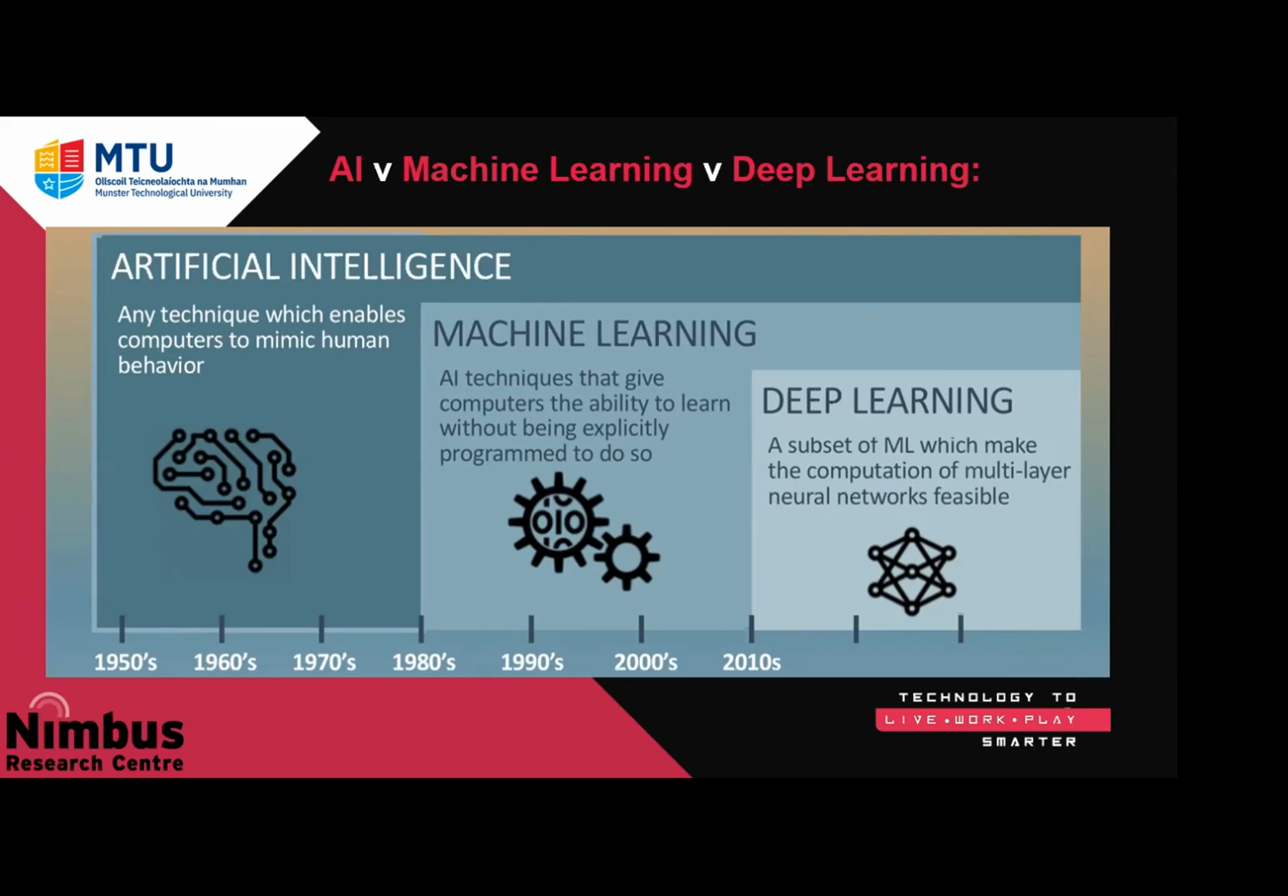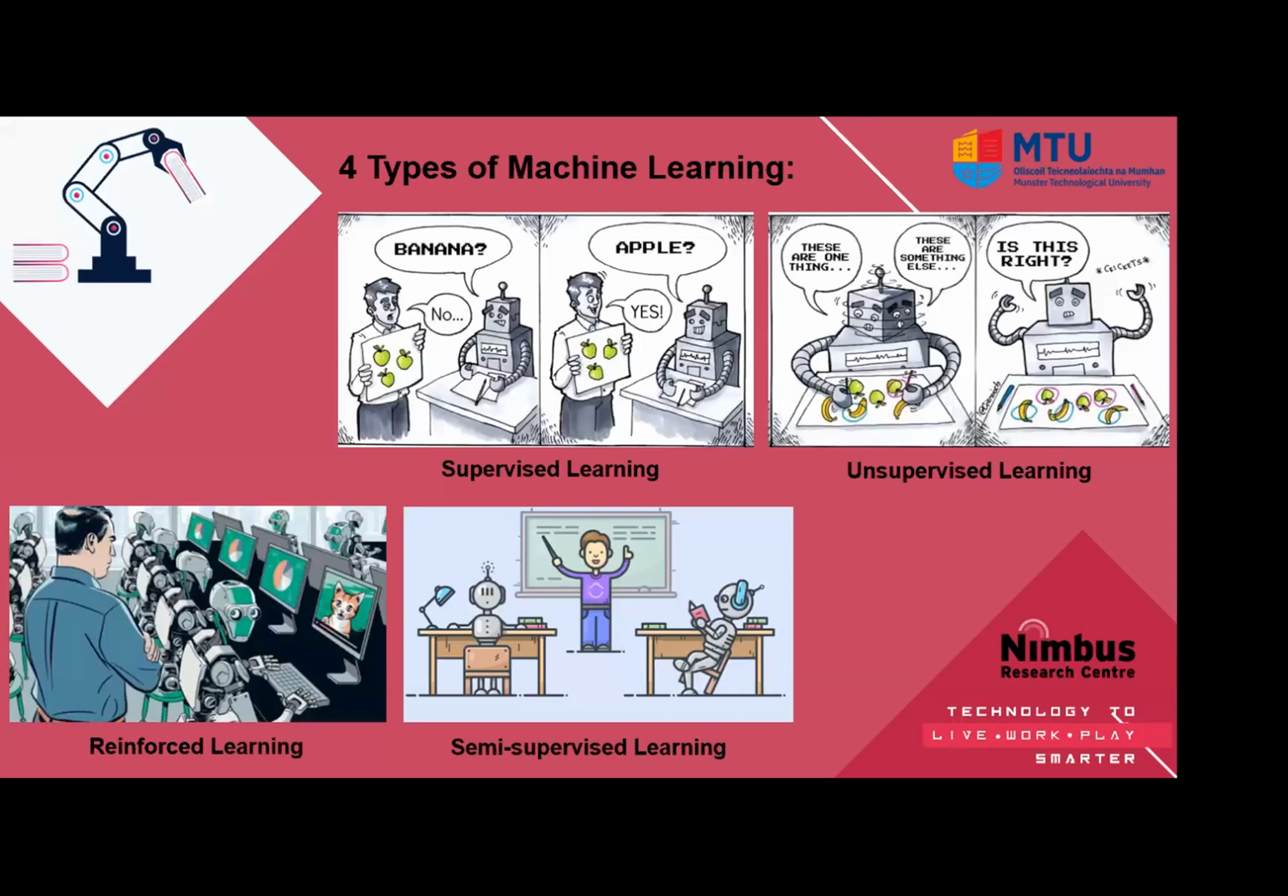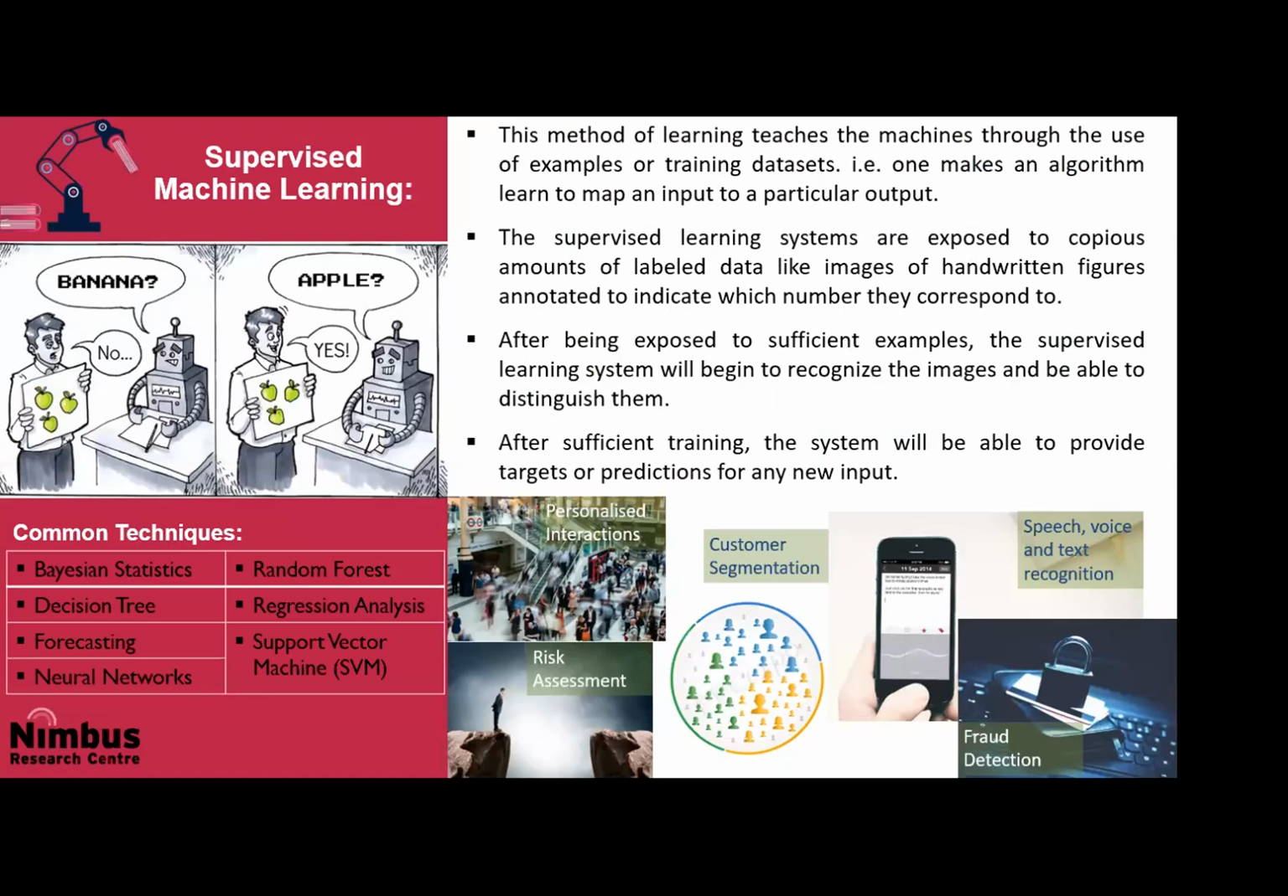So from an overview point of view, there are essentially four categories of machine learning algorithms. They are supervised learning, unsupervised learning, semi-supervised learning, which, as you might guess, is a blend of the two aforementioned techniques, and then we have reinforcement learning. So let's take the first of those, supervised learning.